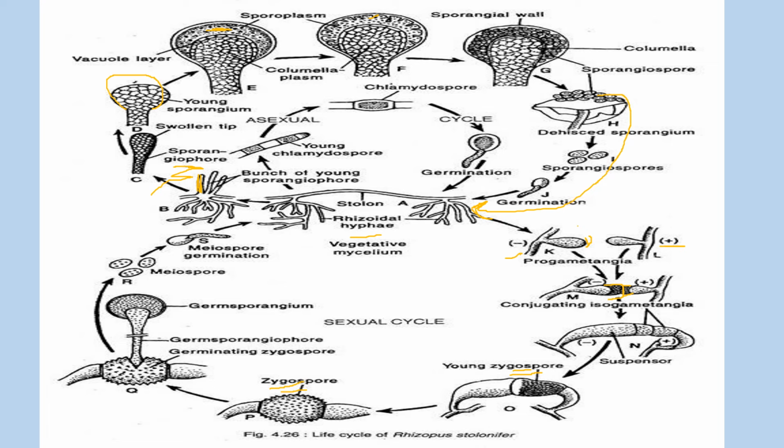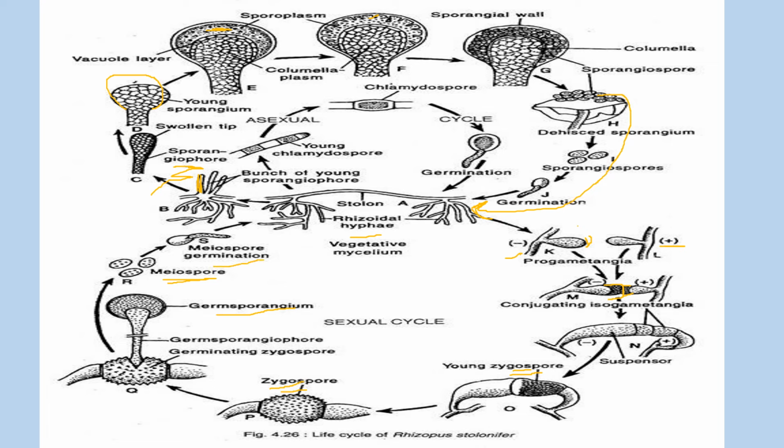And after a period of resting, this zygospore germinates to produce a mycelium, which produces again a germ sporangium at its tip. Inside the germ sporangium are the germ spores or the meiospores, which produce a fungal hypha. Each of these spores produces a fungal hypha.